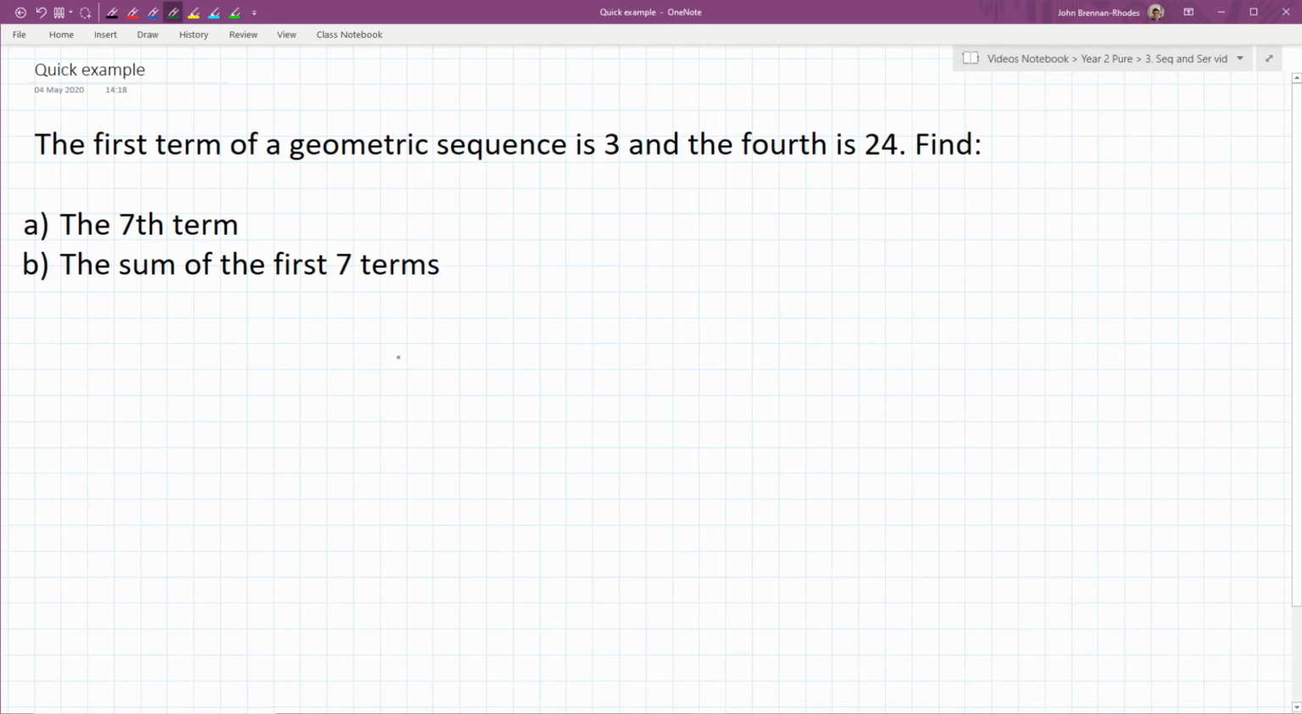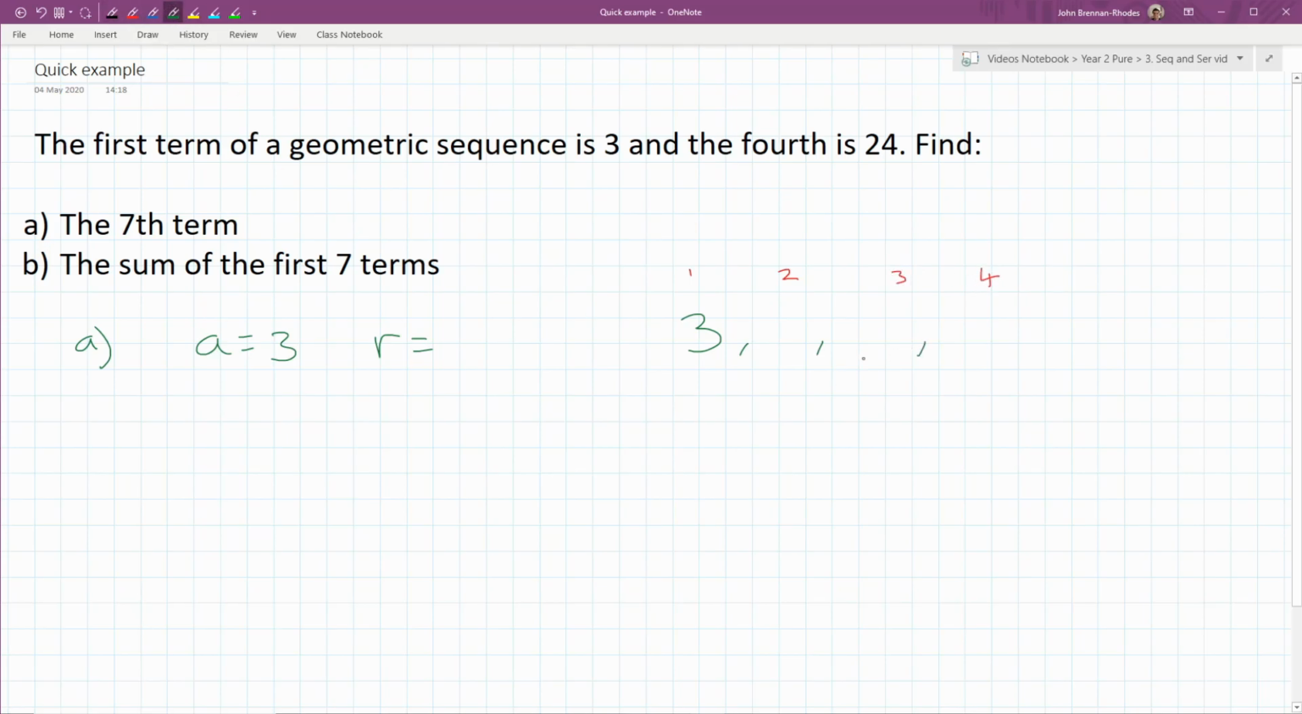Okay, so let's do a quick example. The first term of a geometric sequence is 3 and the fourth term is 24. So straight away, I'm going to write down that a is equal to 3, and I want to know what r is, but I don't know yet. So I'm going to write down the first couple of terms and see what happens. I get 3. Then I get something I don't know.